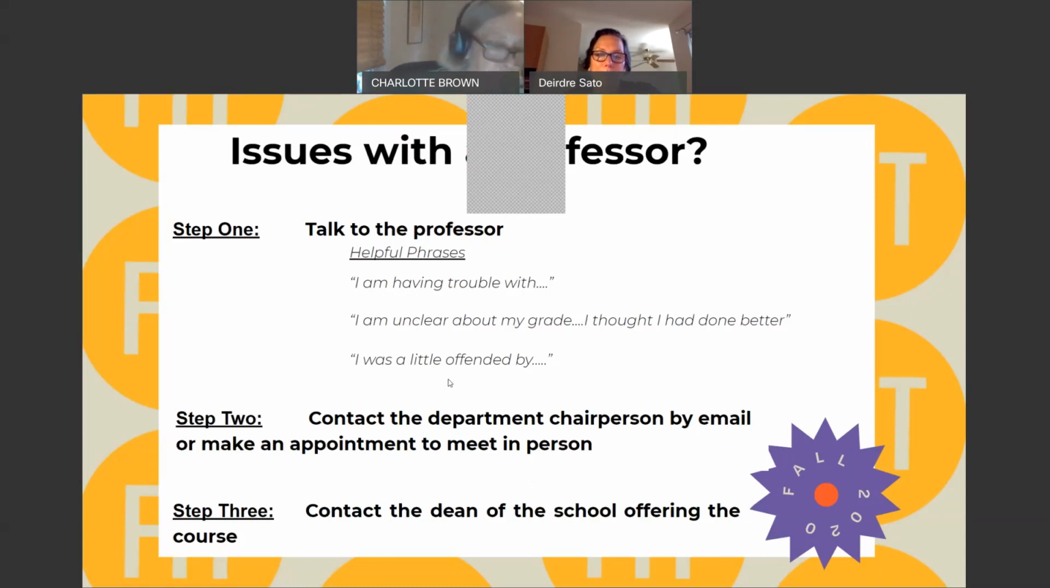If nothing's achieved by following the first step, the second step is to contact the department chairperson by email or make an appointment to meet with him or her. You should be able to find the name of the chairperson on the FIT website. The third step is to contact the dean of the school in which the course is offered. This is in the event that the first two steps do not achieve results. Again, you can find the name of the dean on the FIT website.